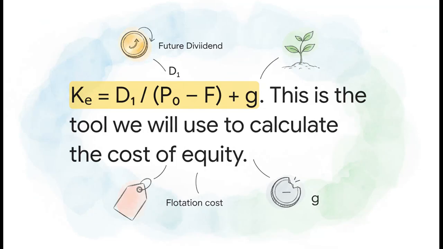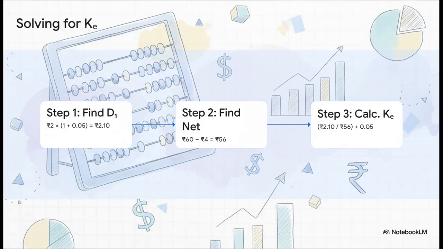And to figure that out, we're going to use this powerful tool right here, the Gordon Growth Model. Now, I know formulas can look a bit intimidating, but don't worry, we're about to break down every single part of this: D1, P0, F, and g, step by step. All right, let's plug in our numbers. Step 1, we need D1, the dividend we expect next year. The problem gave us D0, the dividend that was just paid, which was 2 rupees. So we just apply that 5% growth to it, and that gives us our D1, 2 rupees and 10 paise.